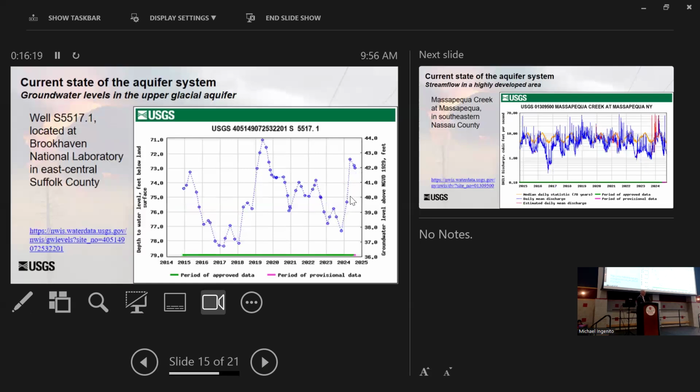Here's looking at a similar data set now from Suffolk County. This is at a well near BNL. Again, want to point out where we started, more or less near normal conditions, that multi-year decline in the late teens, higher than normal conditions around 2020. Again, a decline through 2023, and then a rebound again in 2024.